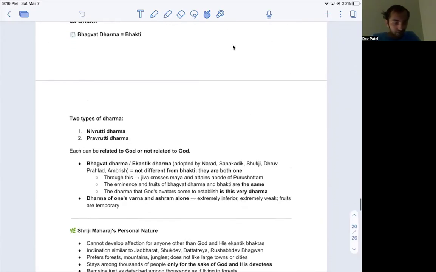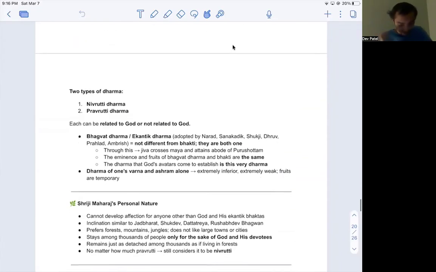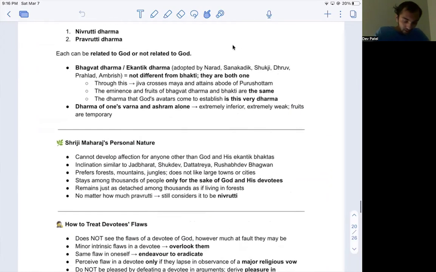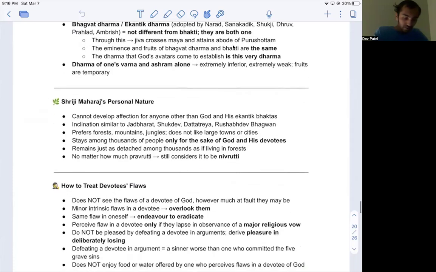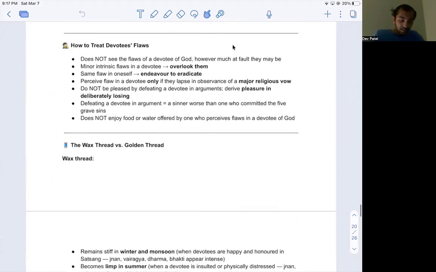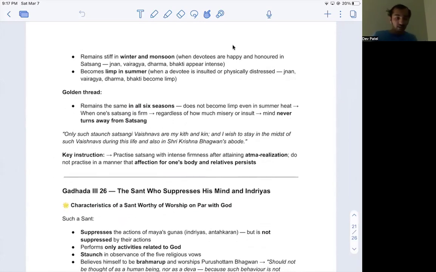We have some of these other ones. So we have the golden thread. One of such nature cannot develop any affection for anyone other than God or his devotees. Inclination is similar toward all these different devotees. He stays among thousands of people only for the sake of God and his devotees, and does not see the flaws of a devotee, however much at fault they may be. In the same way that a golden thread remains the same in all 6 seasons, when one's satsang is firm, the mind never turns away from satsang. Nothing can deviate that mind.